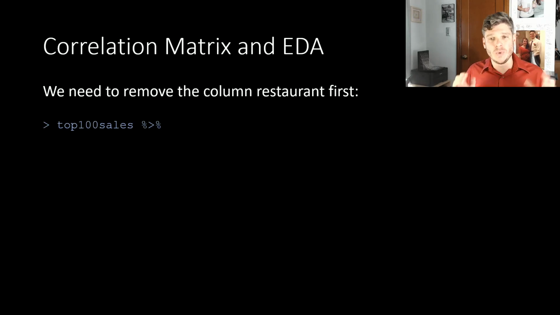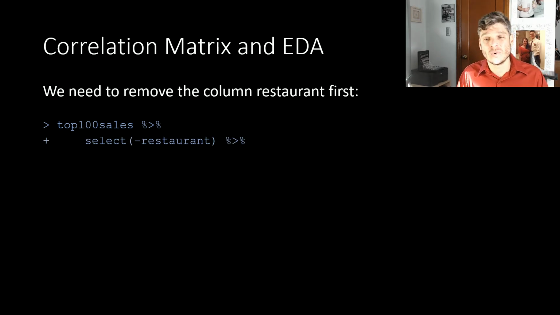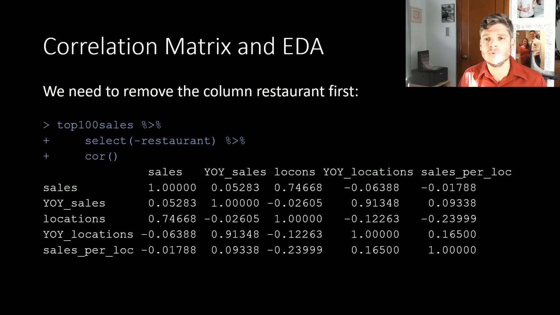So we start with our top 100 sales and pipe that in. To remove a variable, to remove a column, we use our select function. So I'm going to select minus restaurants from that data set. That's going to give me my data set with the restaurants taken out, and then everything else will be numerical. Since it's all numerical, I can now pipe it into my correlation function. And when I run my code now, I'm going to get as an output this matrix.